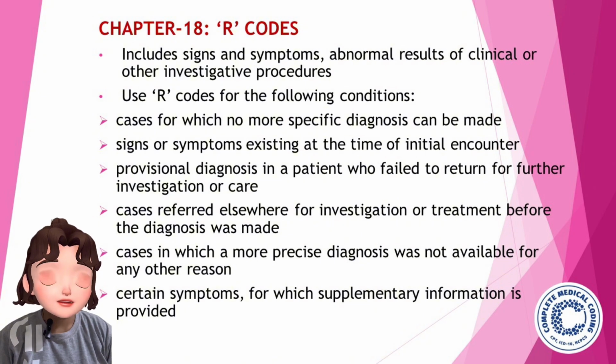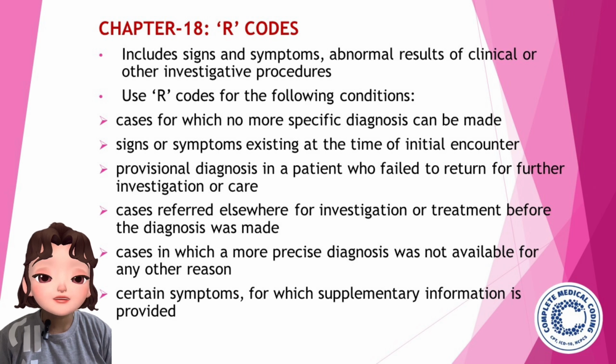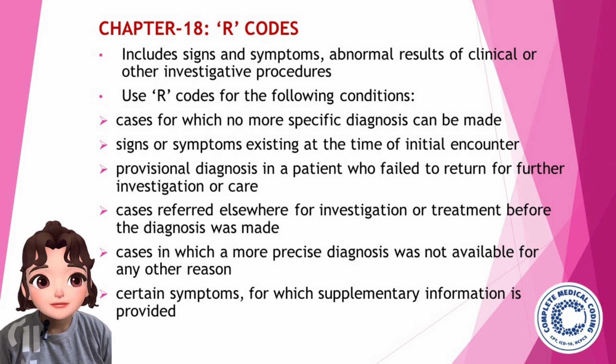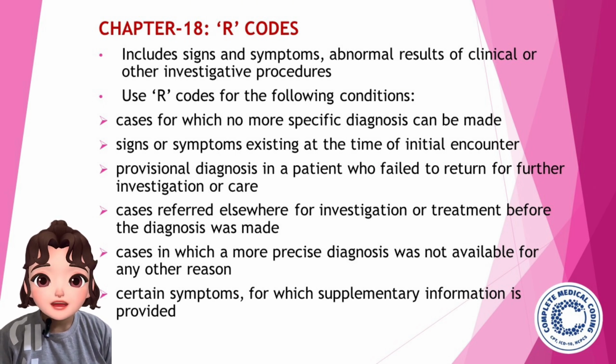Now, moving on to R codes, which is in chapter 18. You will get a number of questions from R codes, but where are we using the R codes? If there is no confirmed diagnosis, we will use signs and symptoms. So R codes always represent the signs and symptoms, abnormal results of clinical or other investigative procedures. We will use R codes for the following conditions. You just have to remember all these conditions.